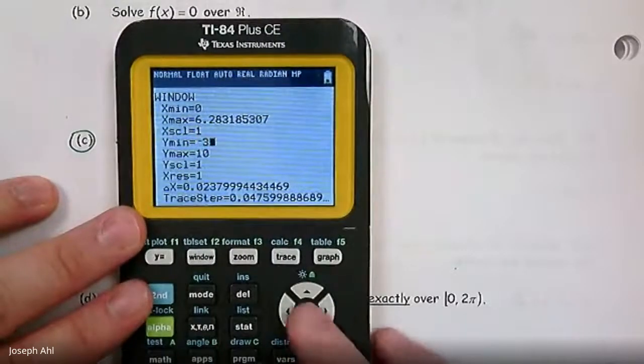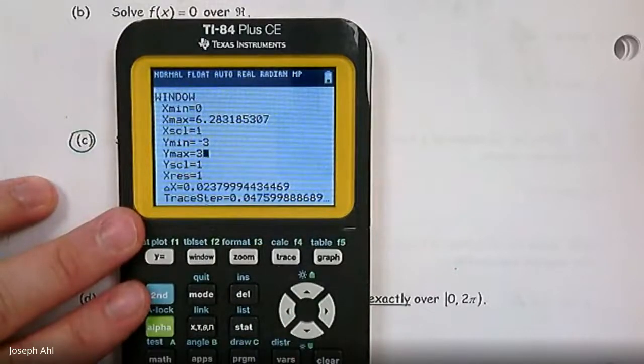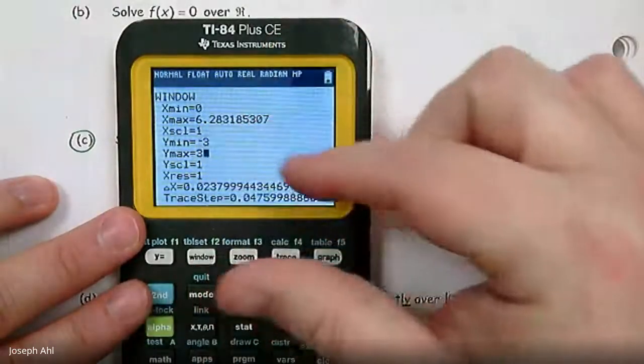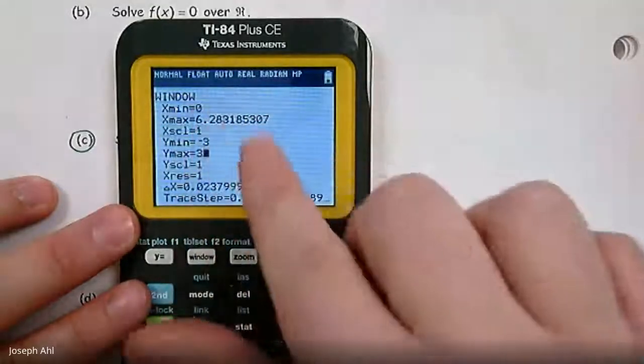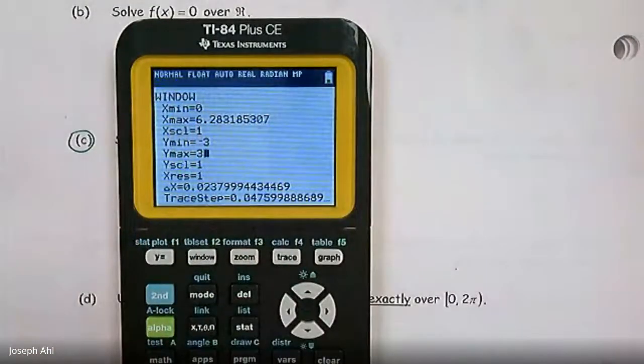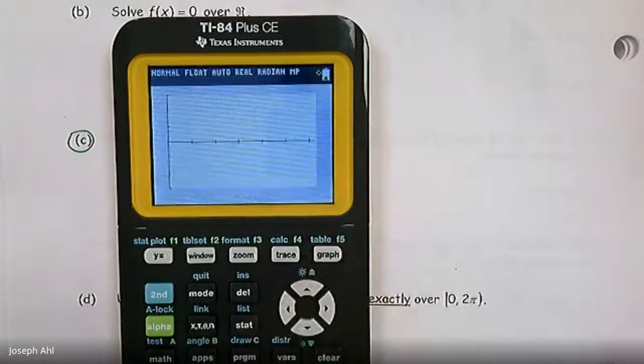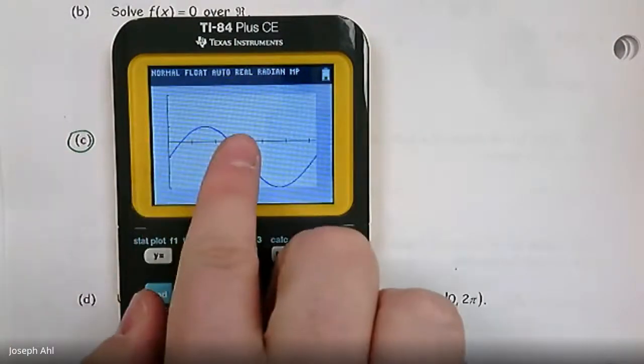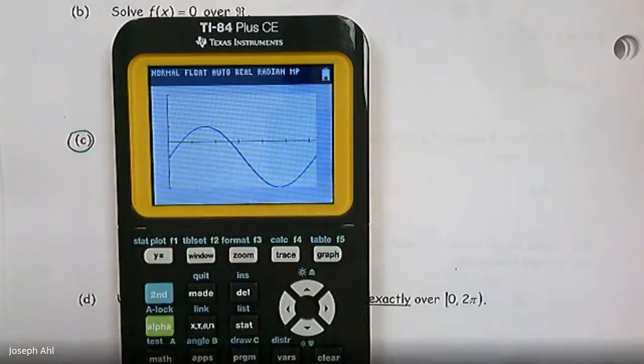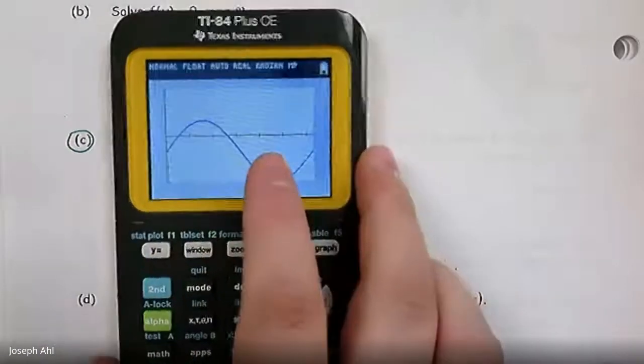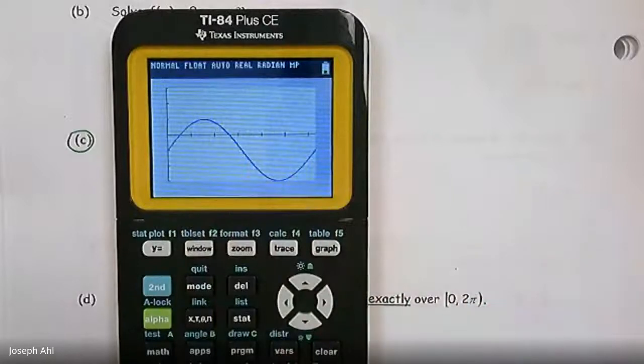Negative 3 to 3 should be a good enough window to see the entire sine curve we're about to see. You saw how I just traced it with my finger there. That's pretty much what we're going to see when we hit graph. So when I hit graph, we see the solutions from 0 to 2 pi. We have two solutions right here and right here. The only thing is, if you calculate those solutions where we hit the x-axis, it won't tell you pi over 6, but it will tell you the decimal equivalent.